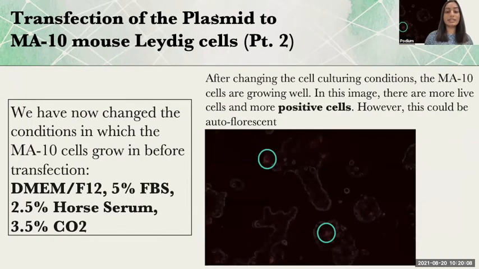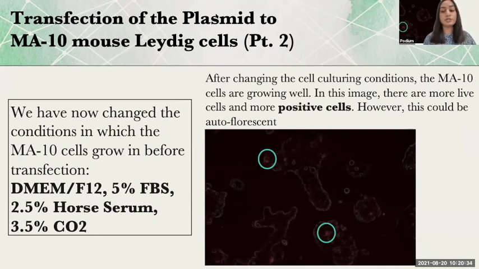So with that, we decided to change our cell culturing conditions. So we have now changed the conditions in which we grow the MA10 cells before transfection. So now we are growing them in DMEM F12, 5% FBS, 2.5% horse serum, and 3.5% carbon dioxide. And after changing these cell culturing conditions, the MA10 cells are growing much better.